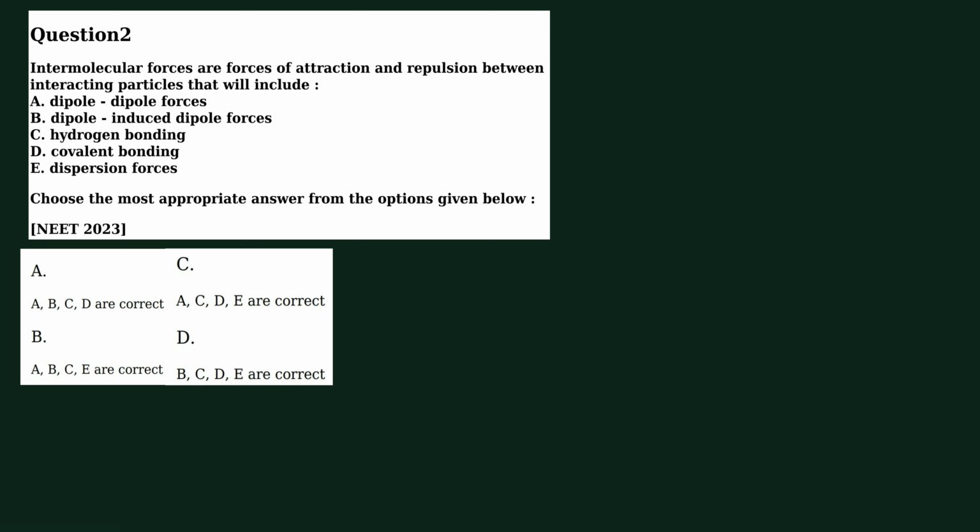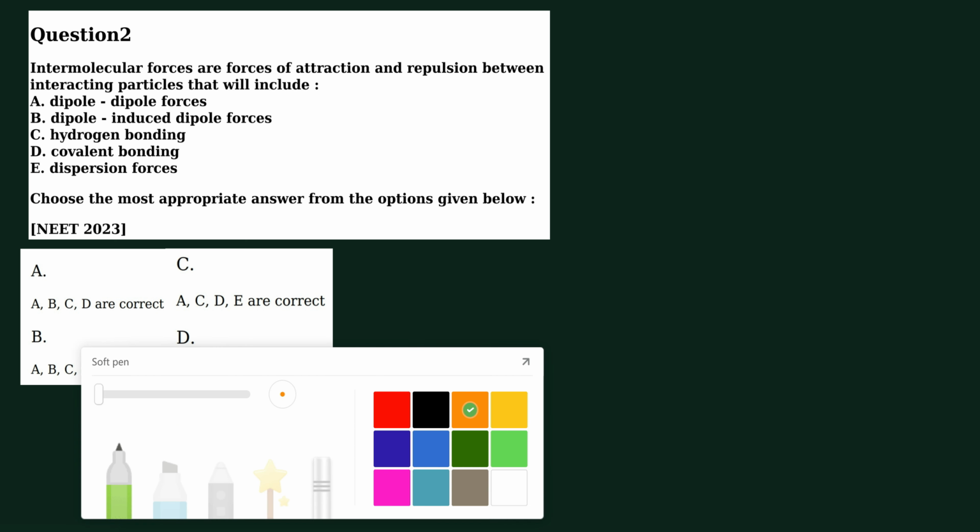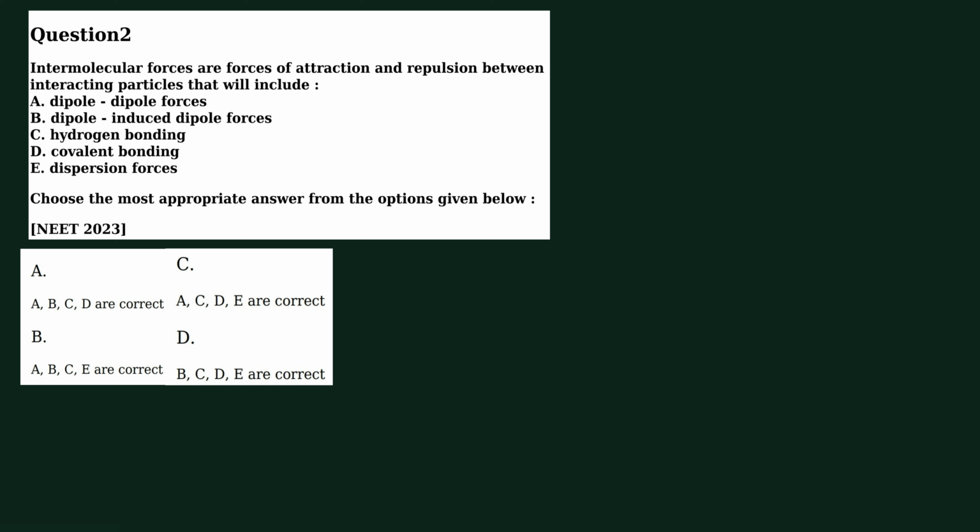Intermolecular forces are forces of attraction and repulsion between interacting particles that will include dipole-dipole forces, dipole-induced forces, hydrogen bonding, covalent bonding, dispersion forces. Choose the most appropriate answer from the options given below. Among these, all these forces are intermolecular forces and they are very weak forces, and they may be repulsive or attractive forces, except covalent bonding. The remaining forces are all intermolecular forces.